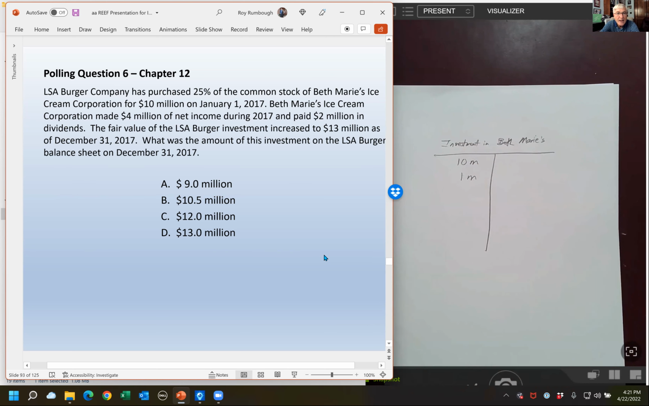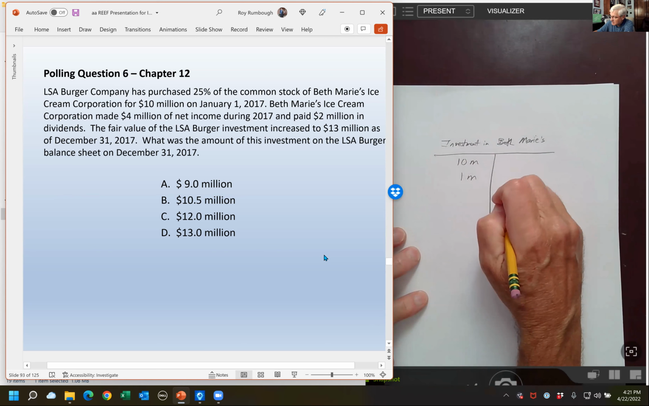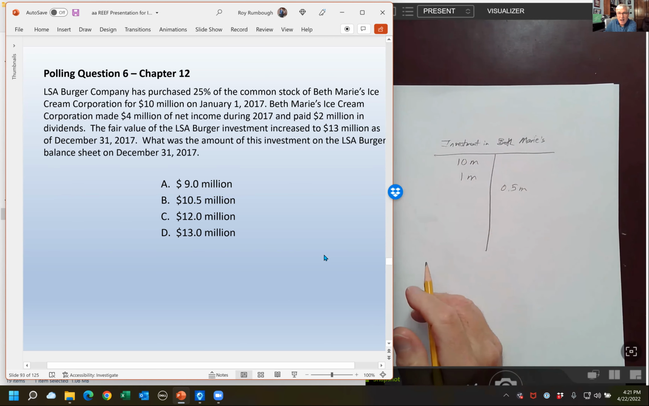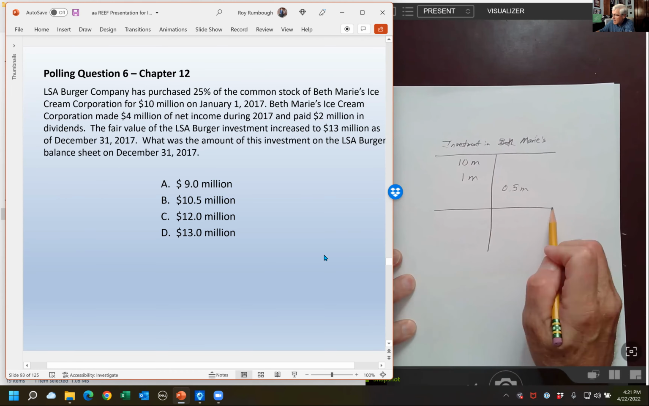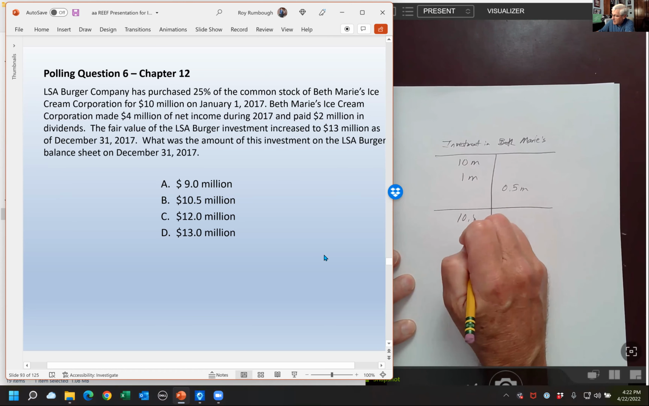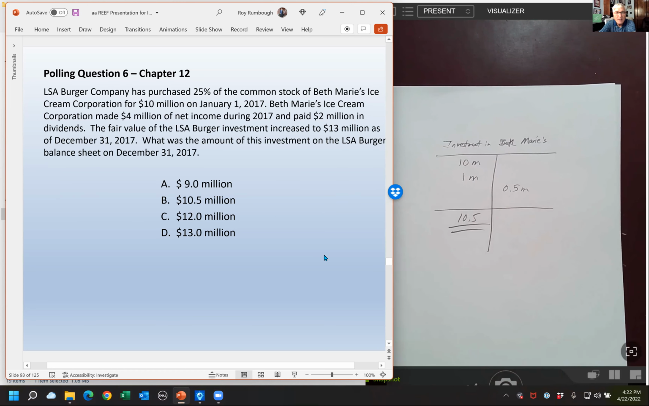And then let's see, they paid 2 million in dividends. Okay. Is that 2 million in dividends to LSA Burger? No, they paid in total 2 million. We got 25% of those. That would be $500,000. And so we're going to debit cash for $500,000 and credit investment in Beth Marie's. I've got 11 minus the 0.5. At the end, my value is 10.5.